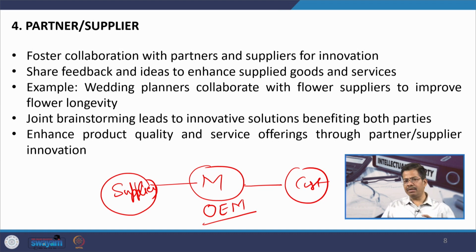They know their work very effectively, they are experts in their particular product or their activity, and that is an important source of new ideas for this manufacturer. So, you need to get some kind of channel through which you can get inputs and suggestions from your suppliers also.